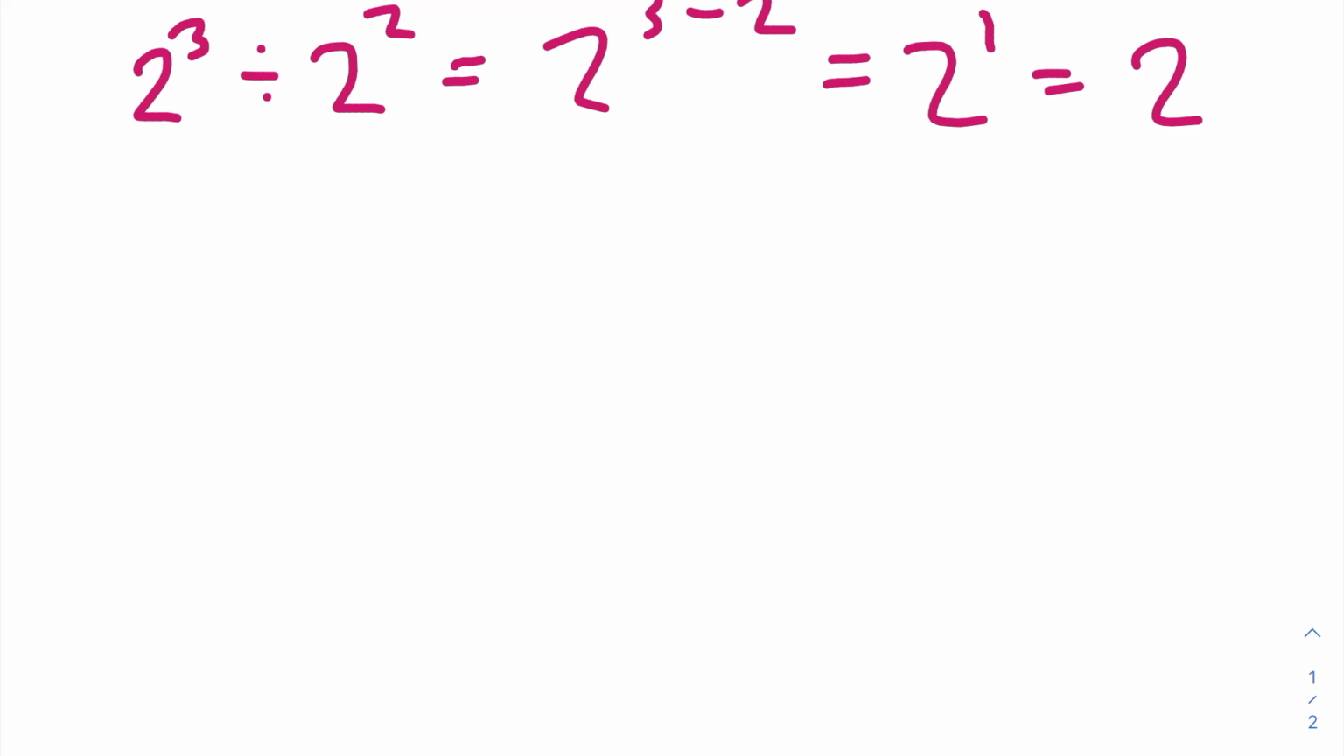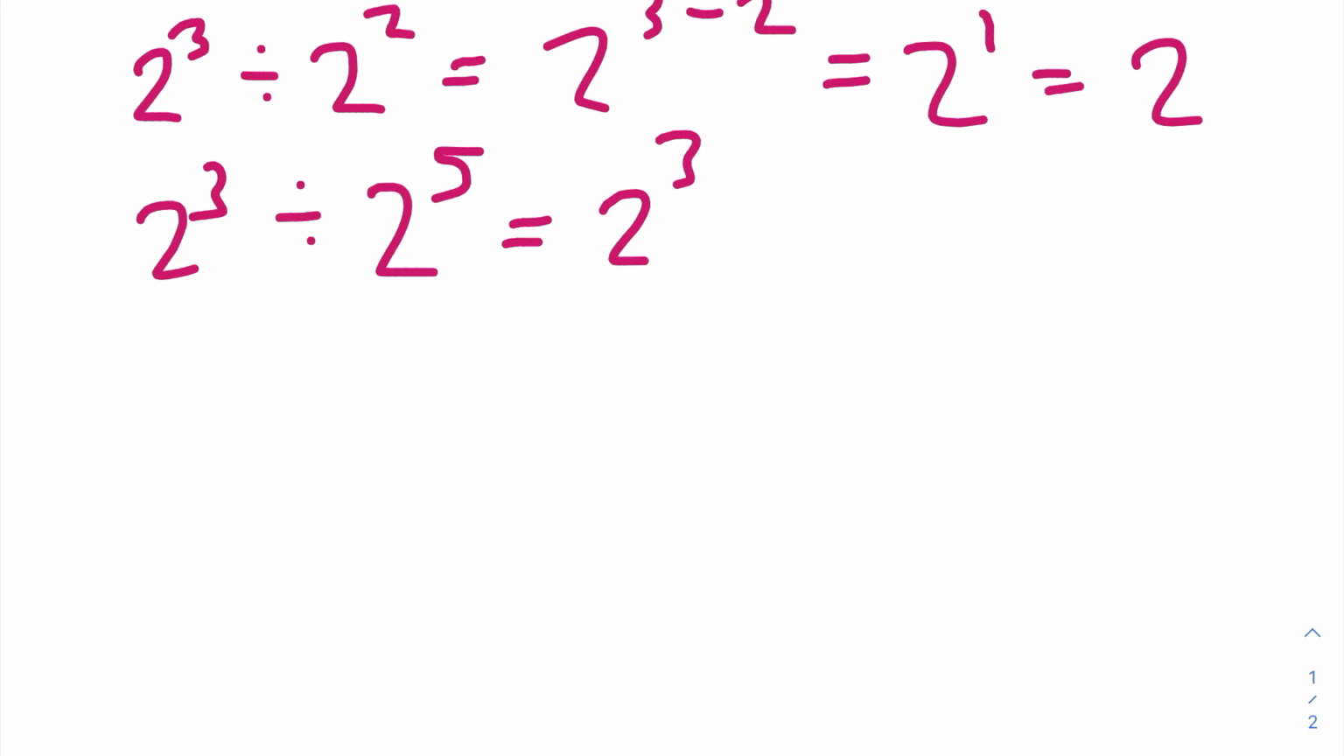Now what if I asked you instead to find 2 to the power of 3 divided by 2 to the power of 5? This should be 2 to the power of 3 minus 5, which is equal to 2 to the power of negative 2. And in this video, we're going to figure out what this negative exponent means.